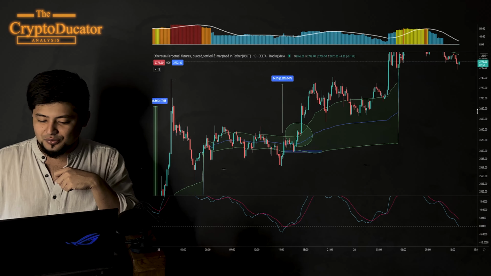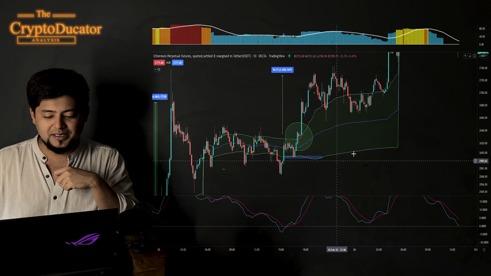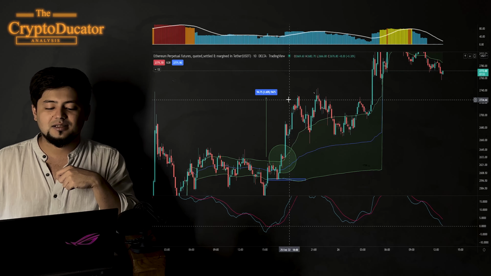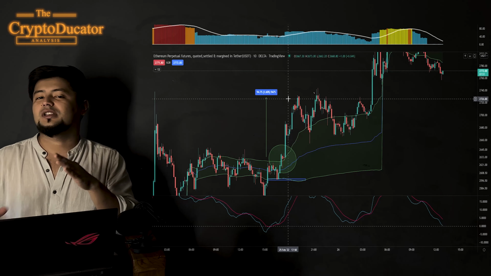That told you that maybe you could have all your risk management at this price point right there and simply target a 3% move to the upside, a 2 to 3% move to the upside.